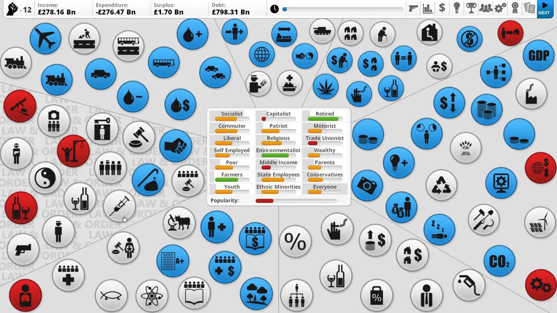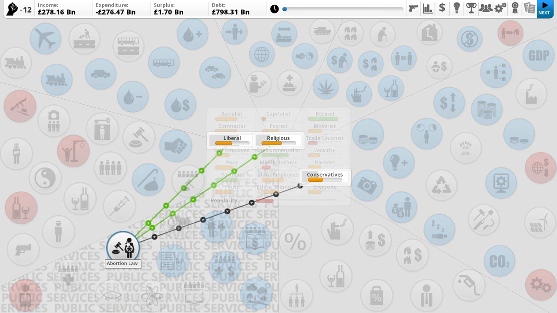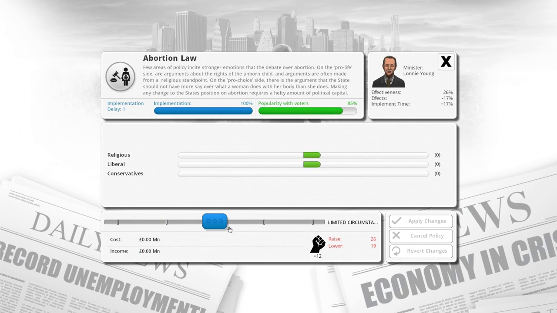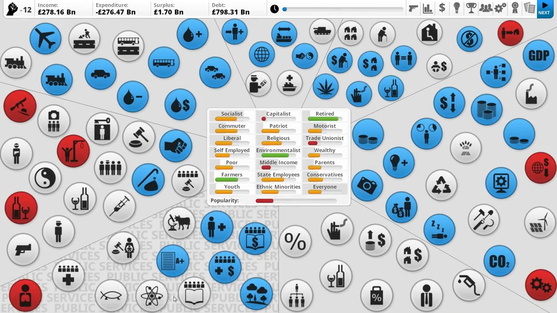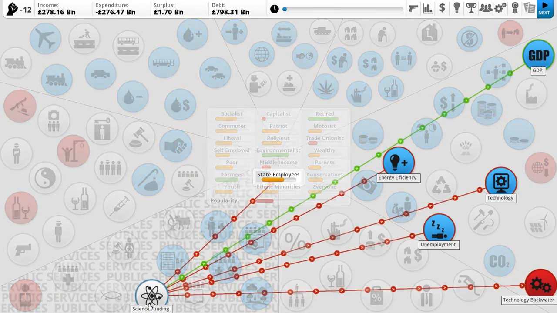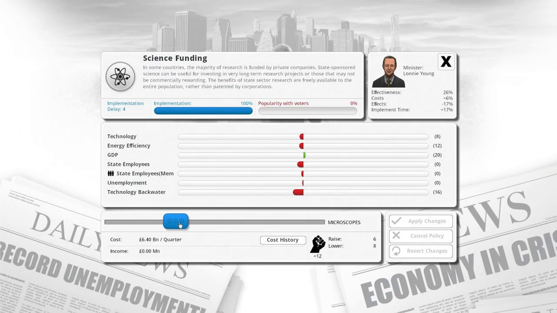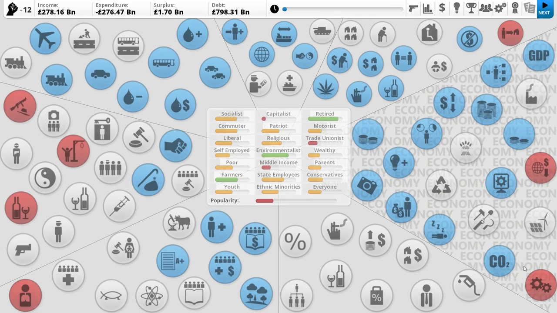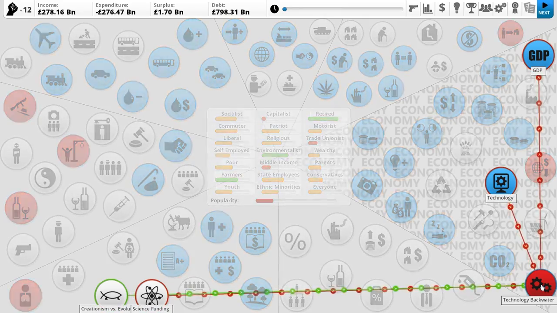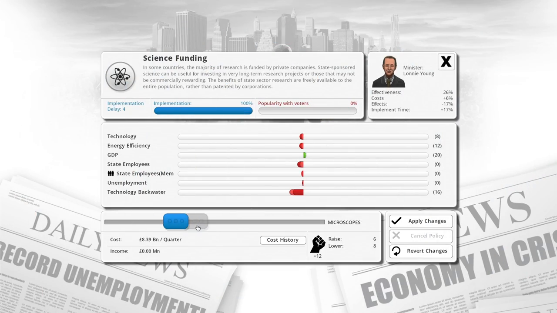Okay, we've only got enough political capital to do one more thing. So what should we do here? Currently the abortion law, no, we don't have to touch that. Science funding, we could raise science funding. It'll help deal with that technology backwaters. Is this? Yeah. Okay, let's boost science funding since we'll be making some money.